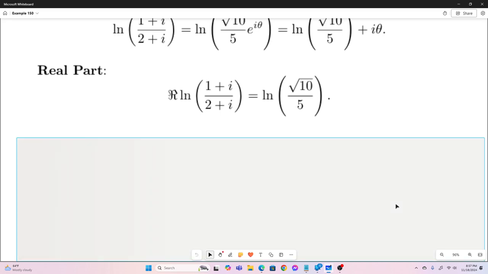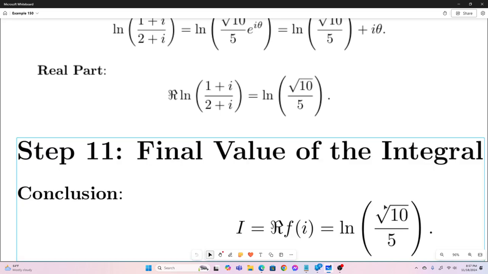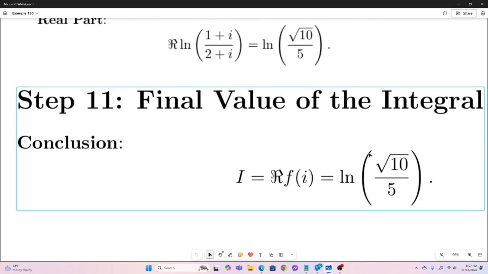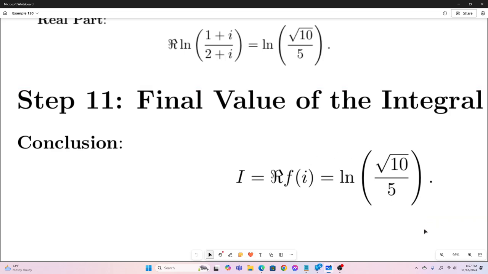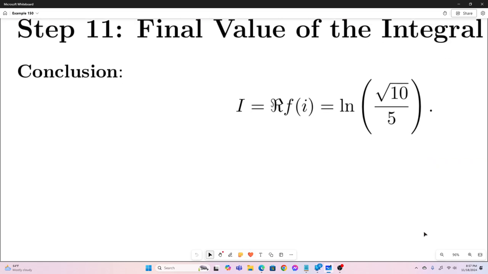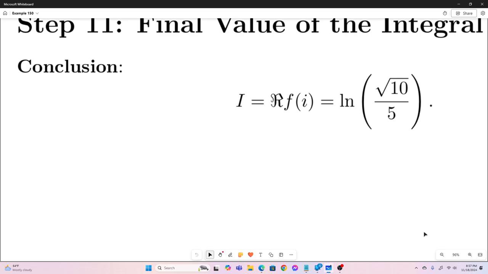And that means we're pretty much done. So we know that I is the real part of our f of t evaluated at i, and we just found out that that's equal to the natural log of the square root of 10 over 5, and that is our answer.